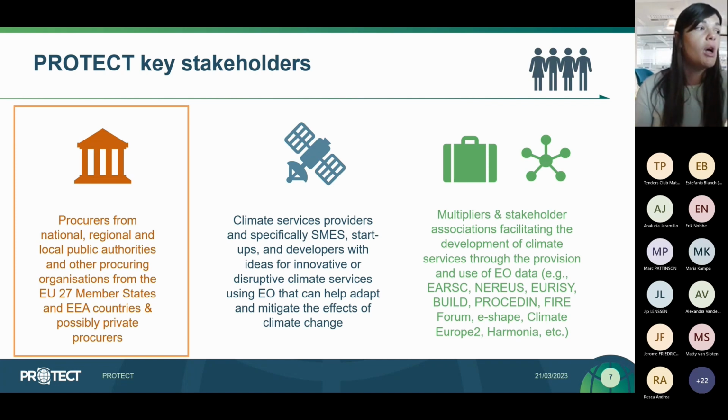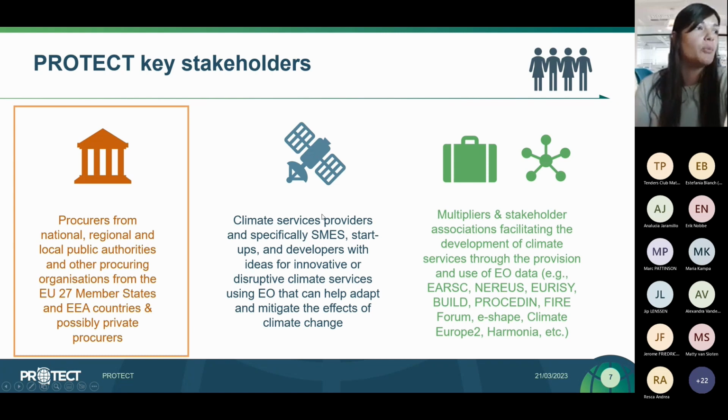Of course, this is also open to private procurers. So, for instance, public-private companies which have a public mandate in the fields of utilities, for instance, or water management, or civil security, or firefighters. These are also welcome. So if you have any doubt whether or not you are eligible for the PCP or for taking part in this project, feel free to reach out to us.